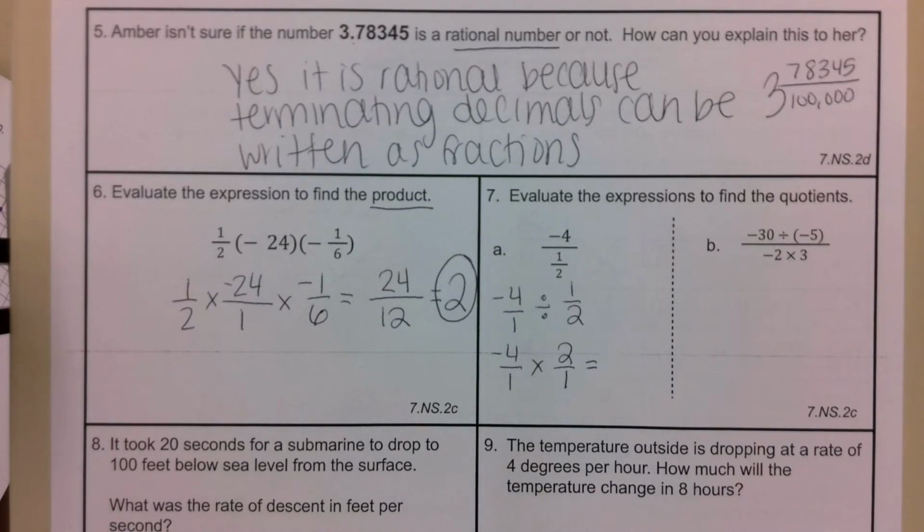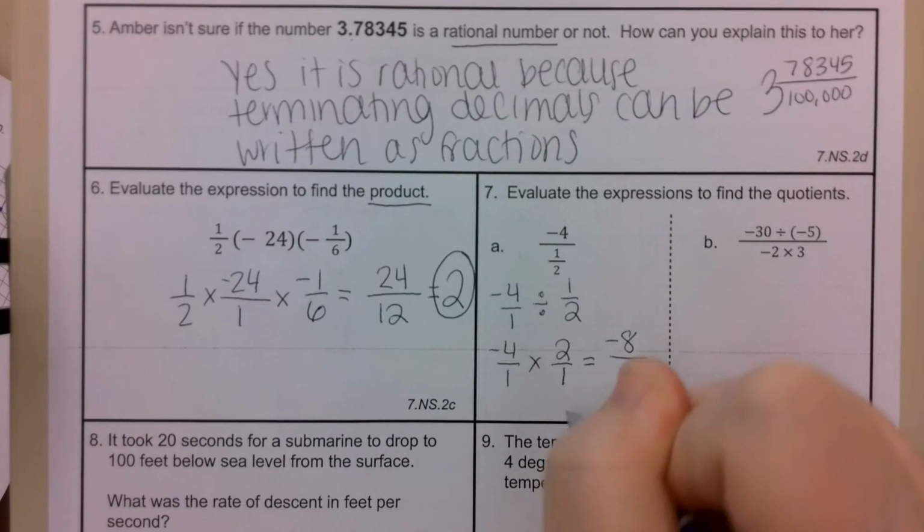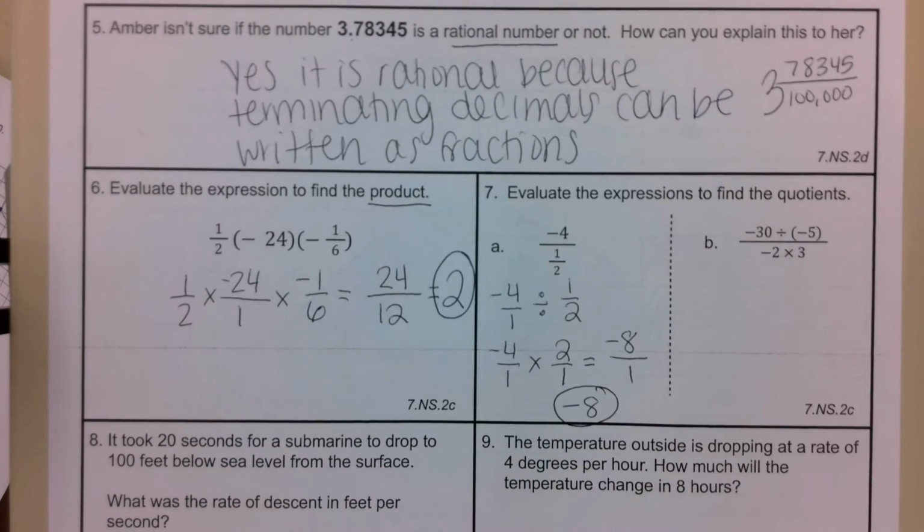Negative 4 times 2 is negative 8. 1 times 1 is 1. So my final answer is negative 8.